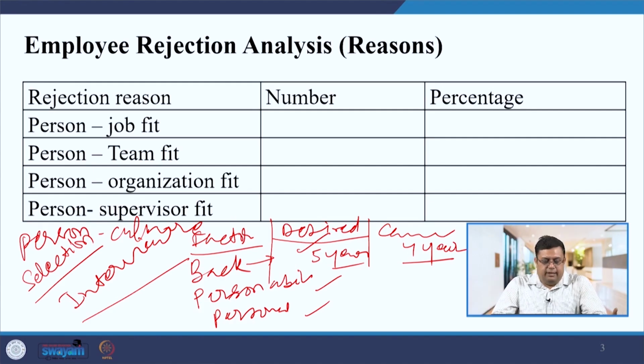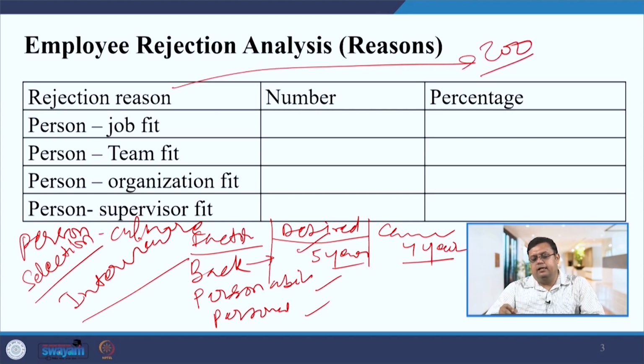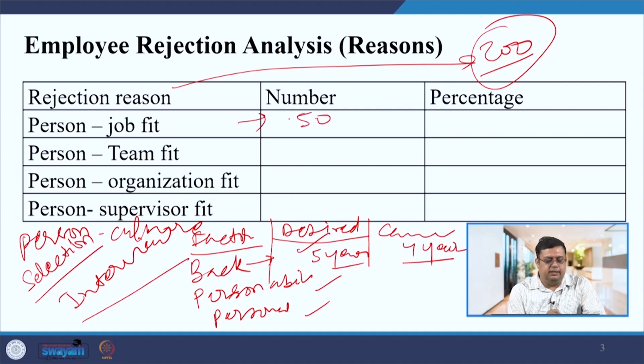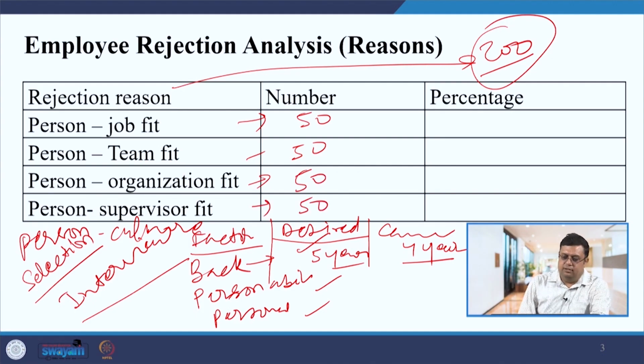For example, we have rejected 200 candidates in our organization, whoever has given an interview. What is the reason for them? Say 50 people are rejected because of person-job fit, 50 because of person-team fit, 50 just because of person-organization fit, and 50 because of lack of person-supervisor fit.